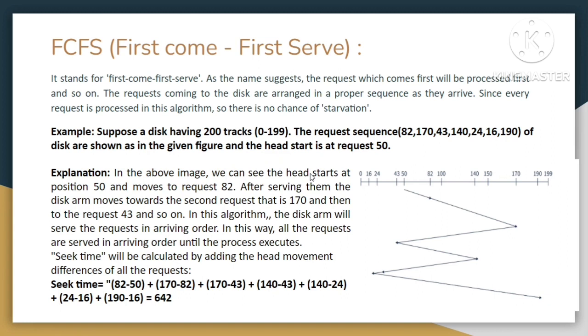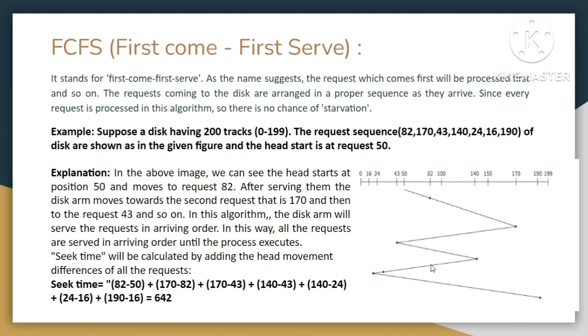Seek time will be calculated by adding the head movements. So how can we calculate the seek time? We have to add the movements. For example, we go from 50 to 82, this is one movement, then 82 to 170, this is another movement. So we have to add these. Like 82 minus 50, plus 170 minus 82, plus 170 minus 43, plus 140 minus 43. We will add all these, and the summation will be the seek time.